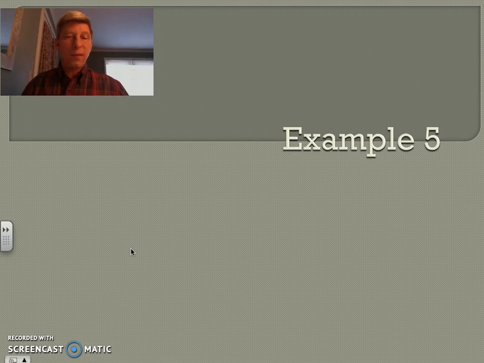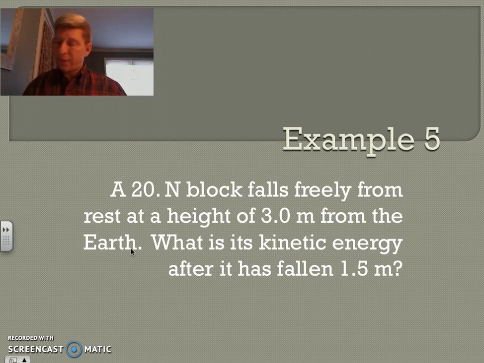In this example, I'm going to do a couple of different things, but let's read through it first. A 20 Newton block. Notice I didn't give you a mass here, I gave you a weight, so we're going to have to convert weight to mass. A 20 Newton block falls freely from rest. So, initial velocity 0. Acceleration of gravity, which is 9.81 meters per second squared, at a height of 3.0 meters from the Earth. What is its kinetic energy after it has fallen 1.5 meters?